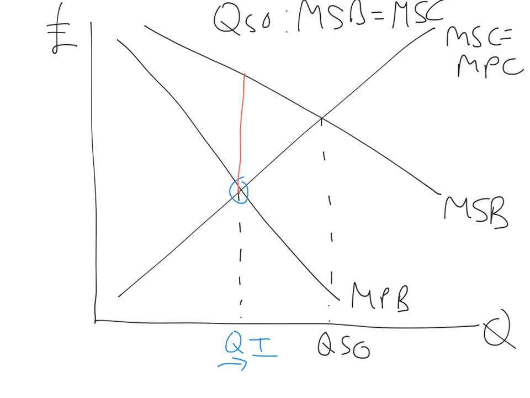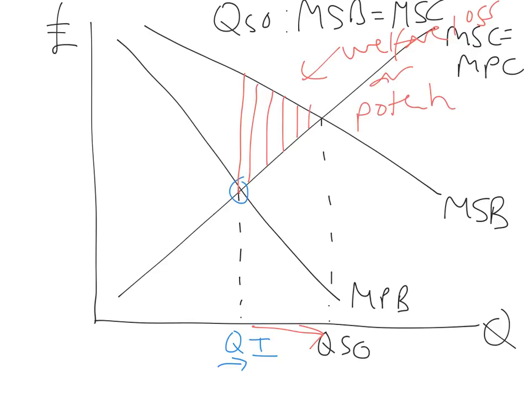Now, what the government will want to do is move the consumption of that product from QI to QSO. And if it can do that, then it can maximise and get rid of this potential welfare loss. So from a point of view of a positive externalities diagram, I would always label this welfare loss or potential welfare gain, because I think it's important to remember that if the government doesn't do something to maximise that potential welfare gain, then it is going to lose out.